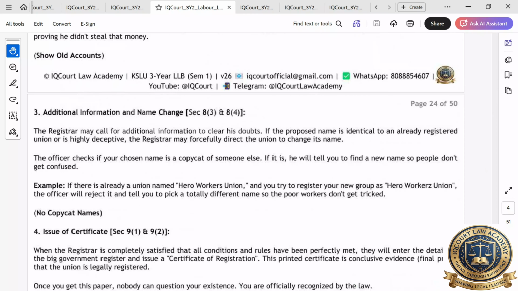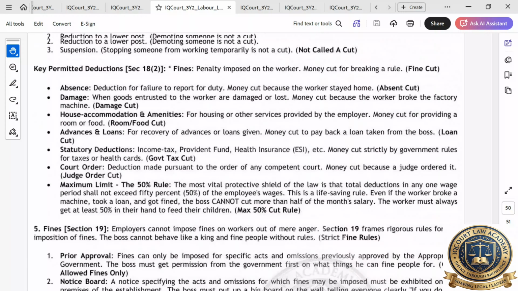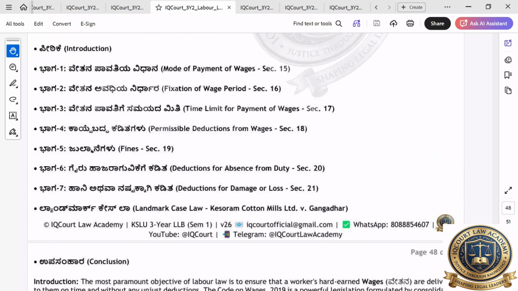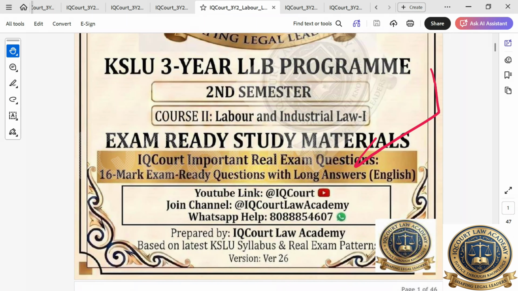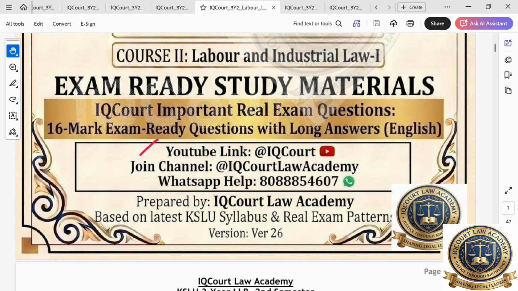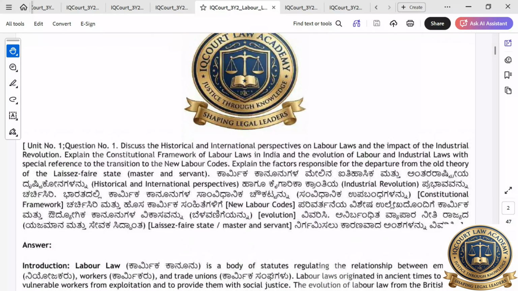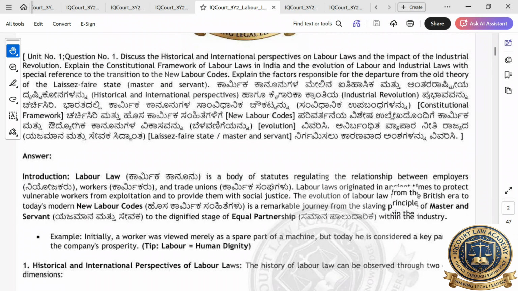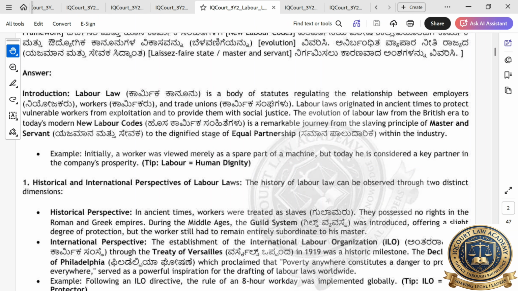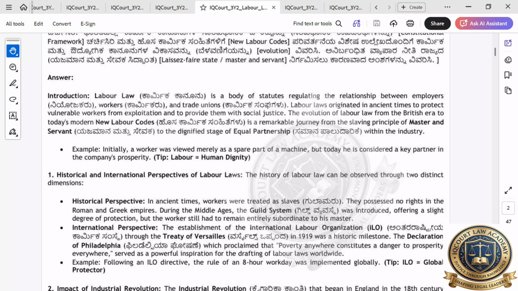See, if I show you the last, I am in the last unit, fifth unit, question number 2. Now this one is of long answers: 16 marks exam ready materials with the long answer. Long answer and the IQCourt special notes both are the same. These are 47 pages and include all the questions. This will be explained as per the book, in a standard manner with standard words. This is what we call IQCourt long notes. In this, labor law is a body of statutes regulating the relationship between the employer, workers and trade unions.